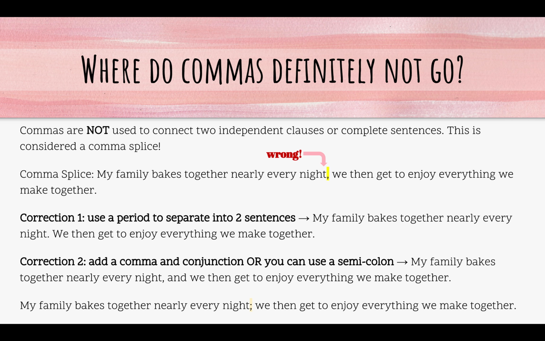If you really want to get fancy, you can also use a semicolon. But please, again, make sure that you're using a semicolon only if it's between two complete sentences. My family bakes together nearly every night, semicolon. We then get to enjoy everything we make together. And again, these ideas are connected, so it makes sense for us to use a semicolon here.